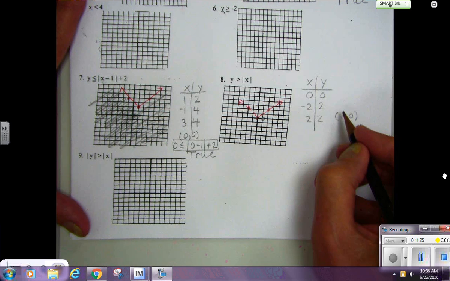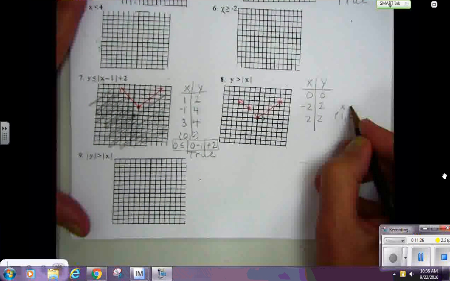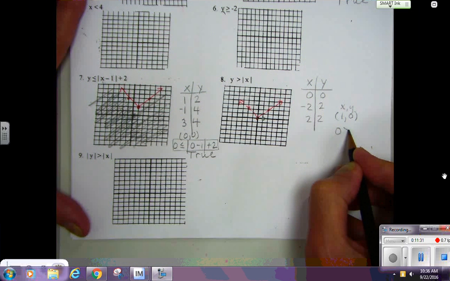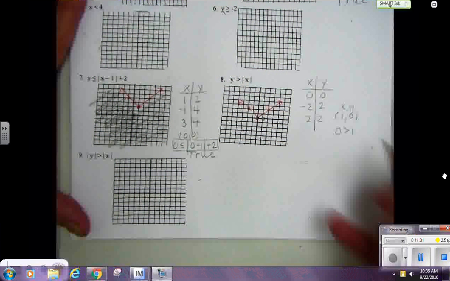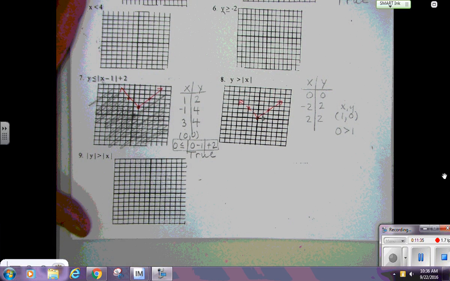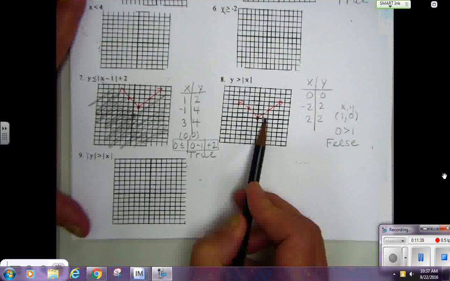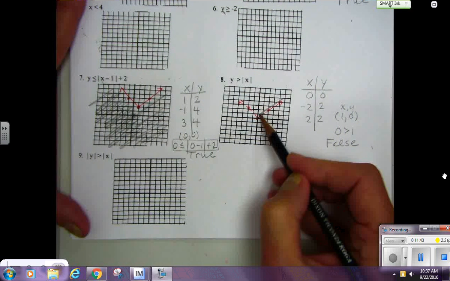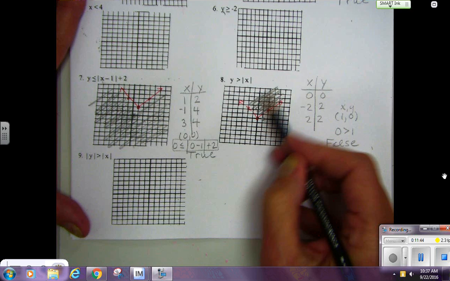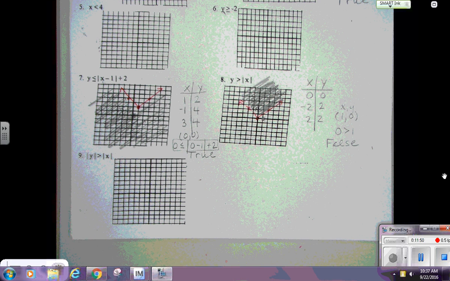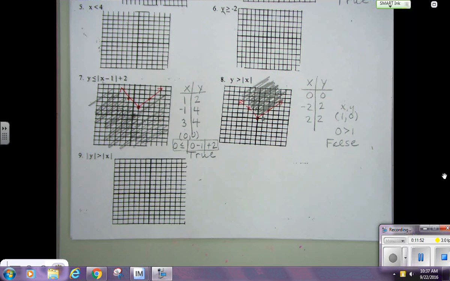Okay, so I'm going to substitute that number in to the original. So y is 0, greater than 1. Is that a true statement? No, that's not true. That's false. So I am not going to shade where that point is. I'm going to shade inside the absolute value because that's what's going to make it true. Any questions? How do you know what to do here?